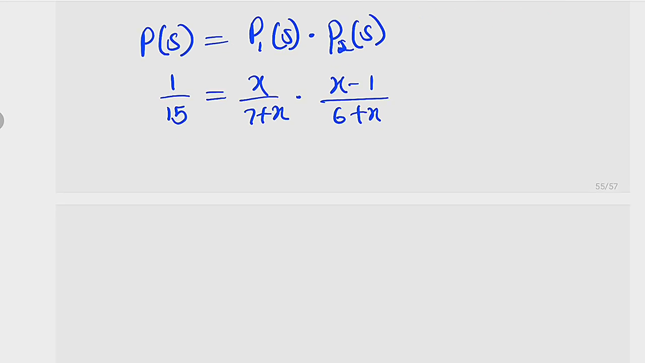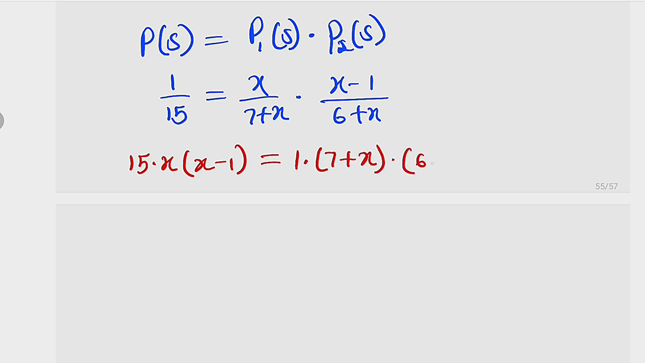So now let us cross multiply. We're going to take 15 and multiply by the numerator. So that will be 15 multiplied by x multiplied by x minus 1. This will be equal to 1 multiplied by the whole of this. You know, 1 will not change anything, but let me just write it. 7 plus x multiplied by 6 plus x.